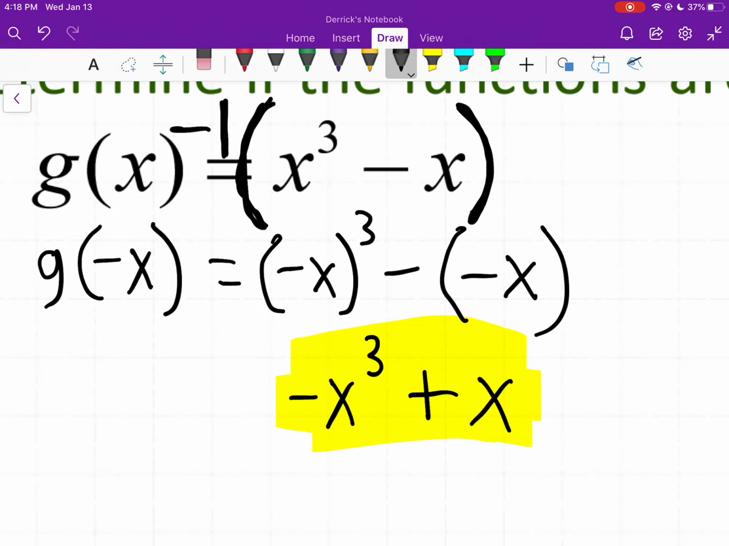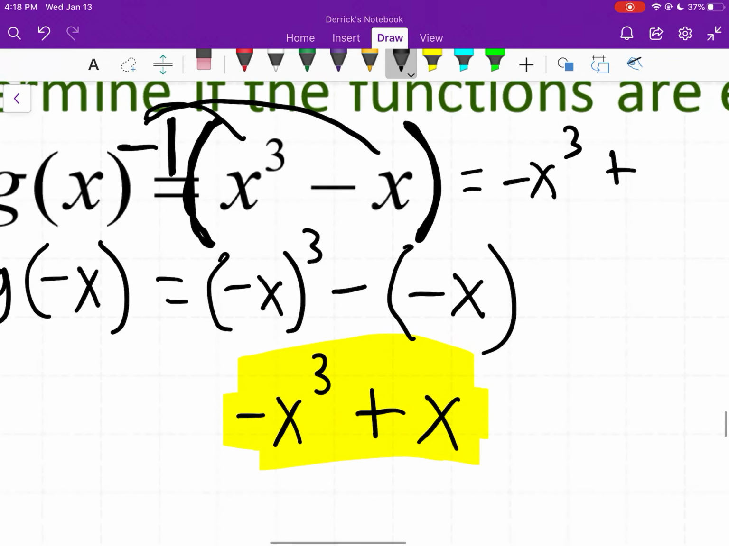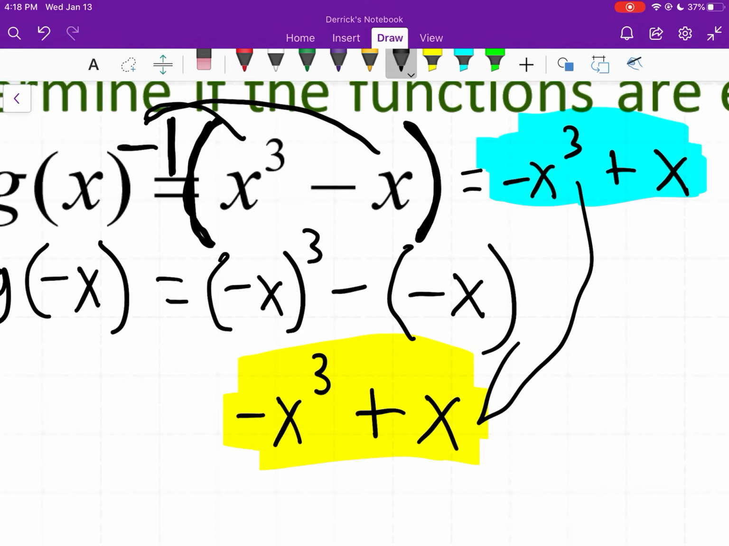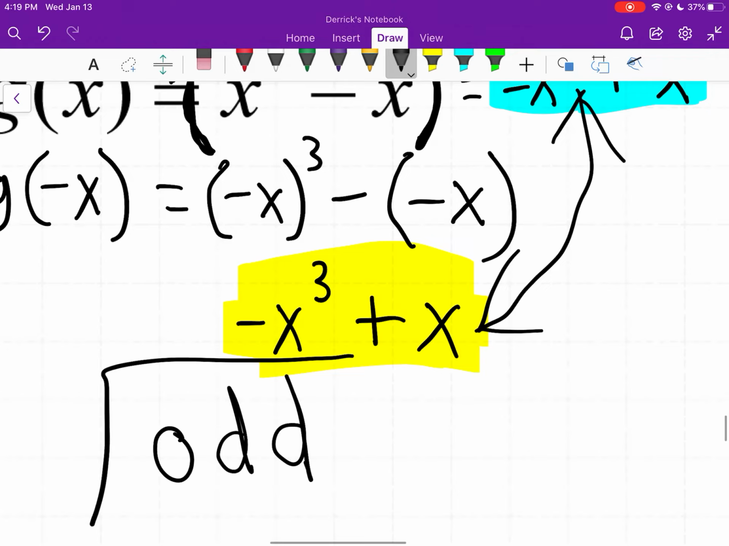Well, in this case, if we're taking -1 times that entire function, the x to the third minus x, that's a distributive property. So we'd take -1 times x to the third to give us negative x to the third, and -1 times negative x to give us a positive x. And now the question would be, looking at what we now have after taking the whole function times -1, does this match what we got from simplifying? Well, the answer this time is yes, they did match up. So it passes the odd test, and we would label this as an odd function.